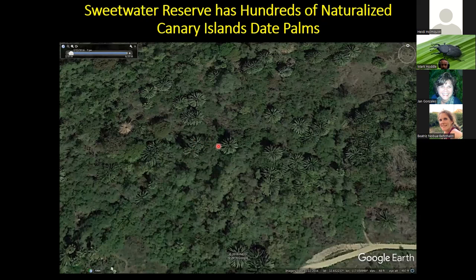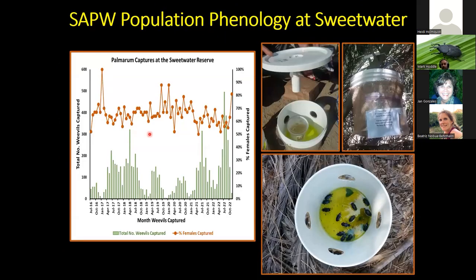In the Google Earth map, you can see the Canary Island date palms here. They kind of look like sea anemones rising up above the understory. Here's a palm tree that has been killed by South American palm weevil. And in that reserve, I have 10 traps.